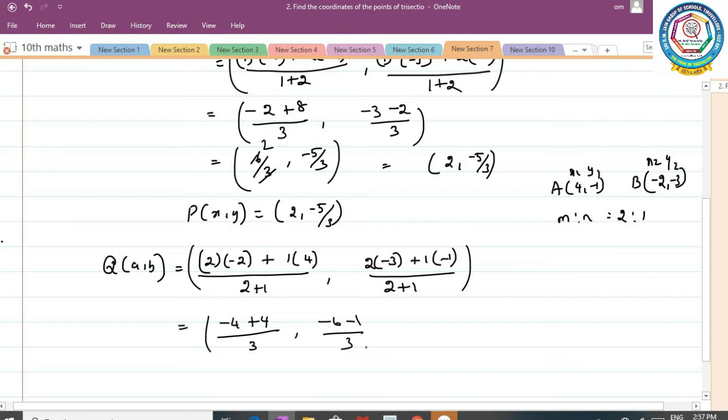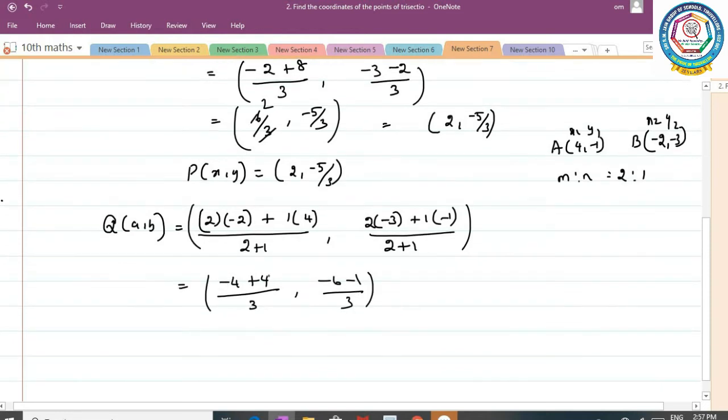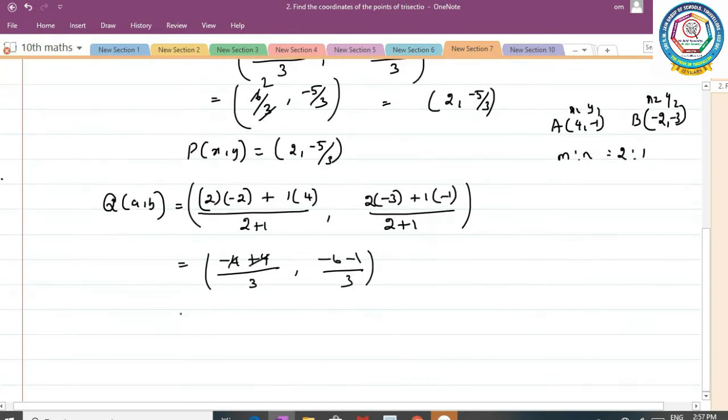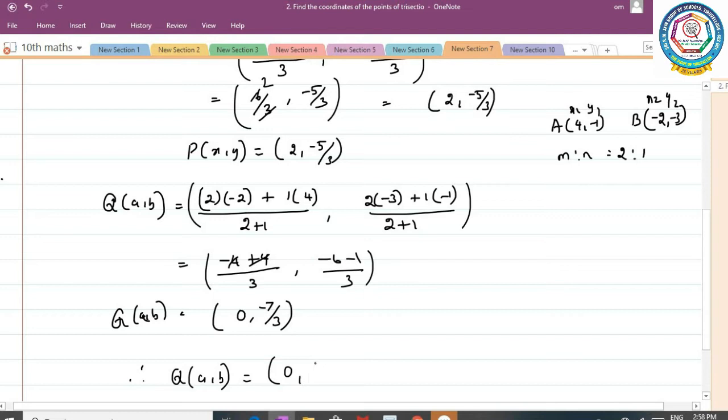So next step, minus 4 plus 4 can cancel, 0. 0 by anything is 0, comma minus 6 minus 1, minus 7 by 3. Therefore the Q of (a, b), the coordinate, is 0 comma minus 7 by 3. Therefore Q of (a, b) equals the coordinate 0 comma minus 7 by 3.